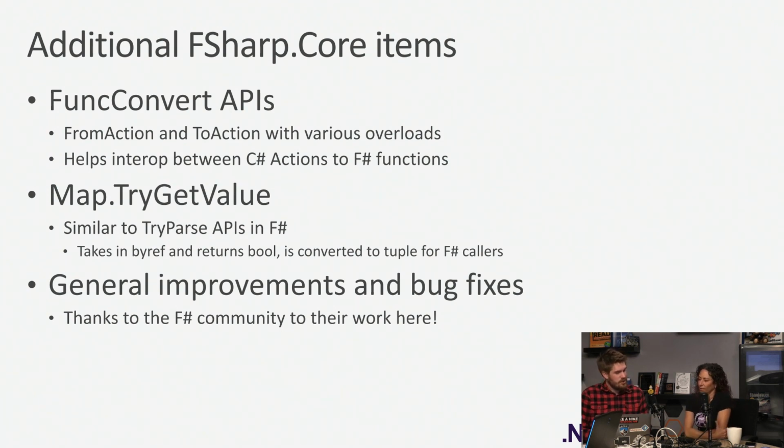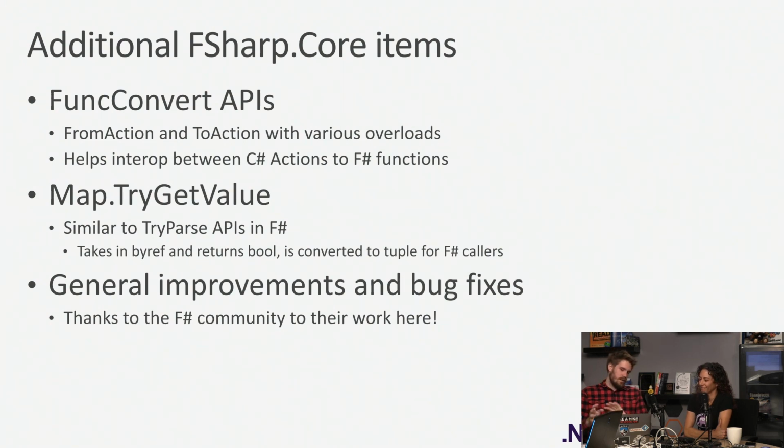Similarly, we have Map.tryGetValue. It's similar to TryParse APIs in F#. It takes in a byref and returns a bool. We convert that into a tuple for F# callers. It's just a nice quality of life thing. It actually allowed us to clean up some various code paths in the compiler, so we were pretty happy about that, and some other members in the community were happy too.